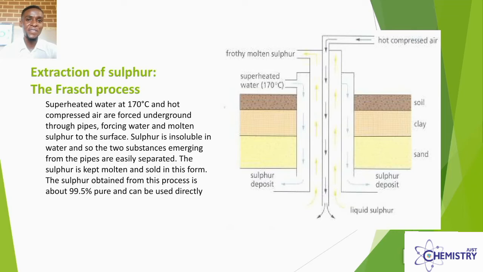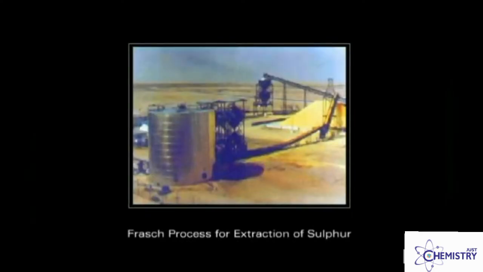So, from our diagram, we have the outermost pipe having the superheated water at about 170 degrees Celsius forced into the sulfur deposit, which is beneath there. And then from the middle, we have air of about 5 atm forced through the middle concentric pipe. Now, this hot compressed air forces sulfur to go through the middle pipe and is collected, as seen in the video. Frasch process for extraction of sulphur.